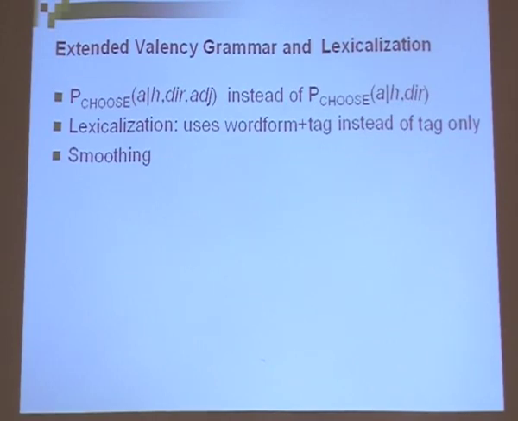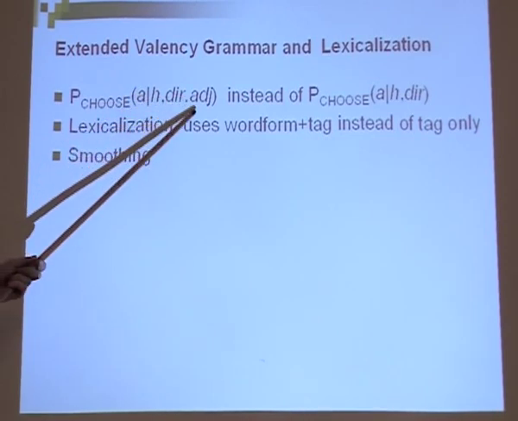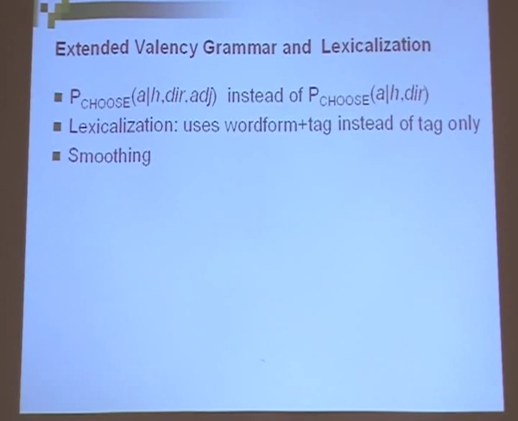So it was the basic dependency model with valence. Then it was extended so that the probabilities can be conditioned differently for generating the argument A; we also use the adjacency. We use lexicalization, so we don't use only the part-of-speech tags, we also use the word forms, and there is some smoothing.